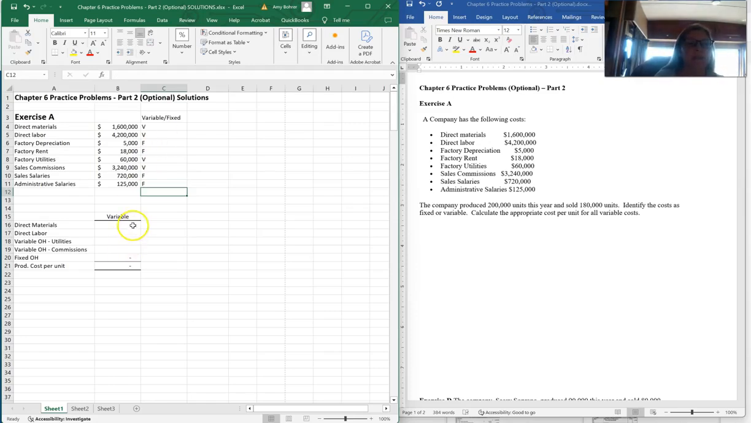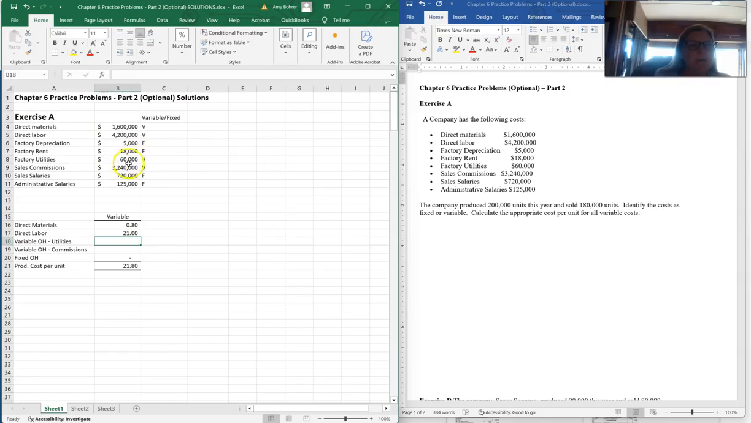And then it asks us to, for all these items that are variable, calculate the cost per unit. So direct materials, we have 1,600,000 divided by the number of units produced, right? We want to divide that by the 200,000 units produced. Okay. Direct labor, again, same thing. We want to divide that by the number of units produced because the labor is what is producing the products. Same thing with materials. So 4,200,000 divided by 200,000 units produced gives us $21 per unit.